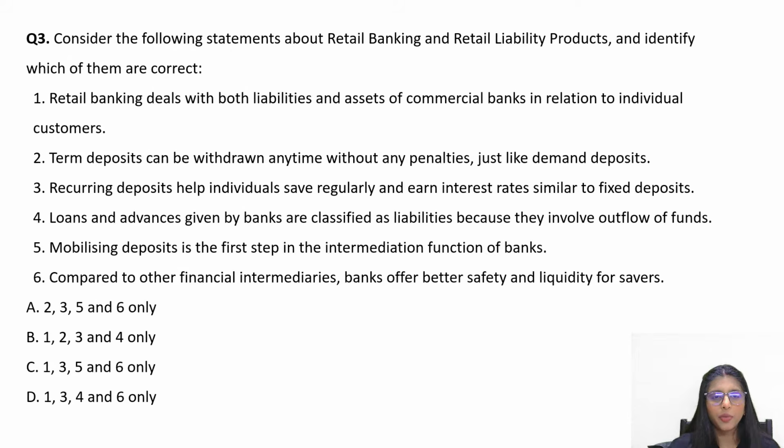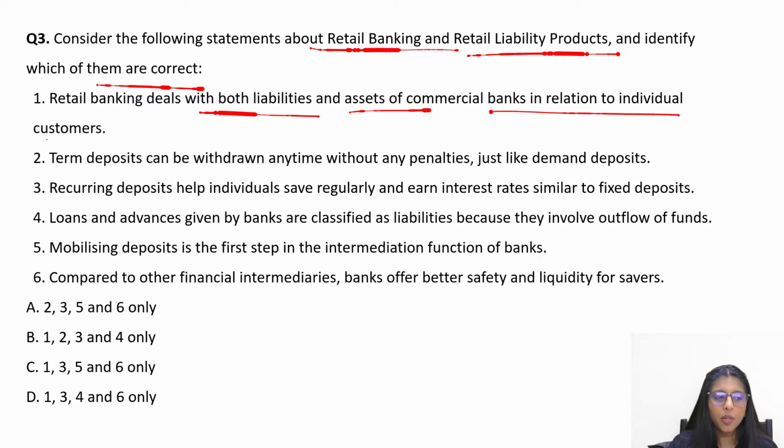Next question. Read the question. Consider the following statements about retail banking and retail liability products and identify which of them are correct. Retail banking deals with both liability and asset products of a commercial bank in relation to individual customers. It's correct. Term deposit can be withdrawn anytime without any penalty, just like demand deposit. No, it's incorrect. Term deposits are not payable on demand.